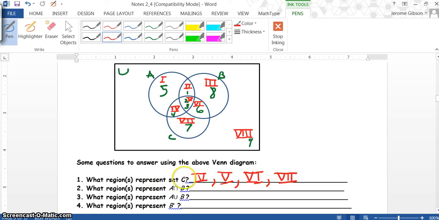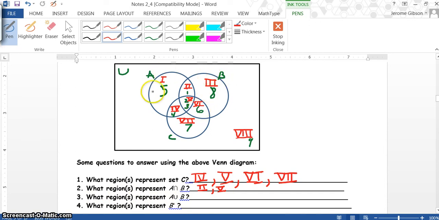These are all the regions represented in set C. Now it says here, what regions represent A intersect B? So we need to see where A and B intersect. It intersects at 2 and also 5. So we write that down also. Region 2, region 5.